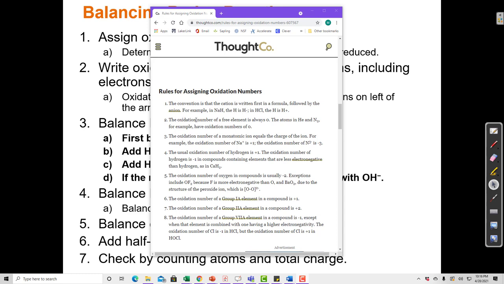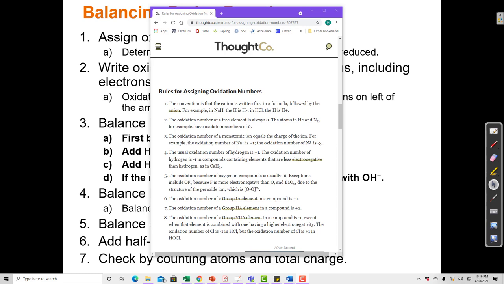The oxidation number of a free element is always zero. So helium is a pure element, so its oxidation number is zero. N2 is pure nitrogen gas, even though there's two of them, so its oxidation number is zero. And any pure element has an oxidation number equal to zero.